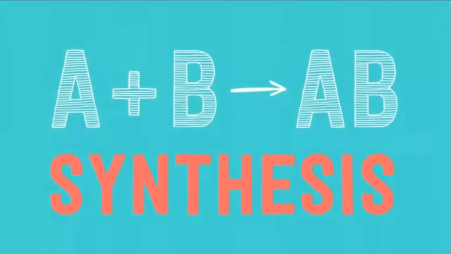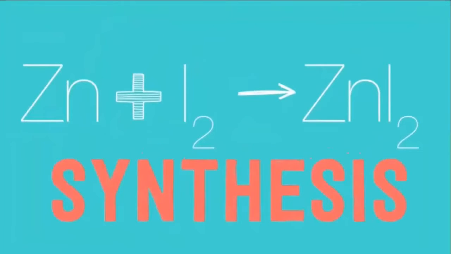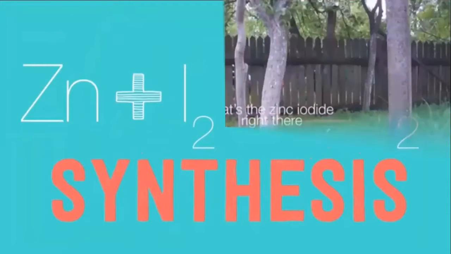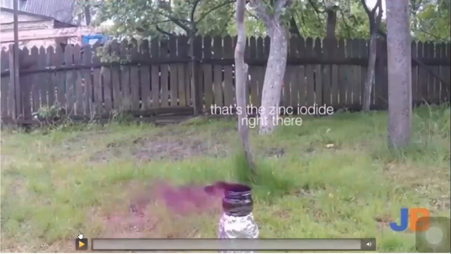So basically, any two elements combining with each other to make a single product is a synthesis reaction. For example, we have zinc plus iodine react to each other to form zinc iodide. That's a synthesis reaction. So let's take a look at this reaction.